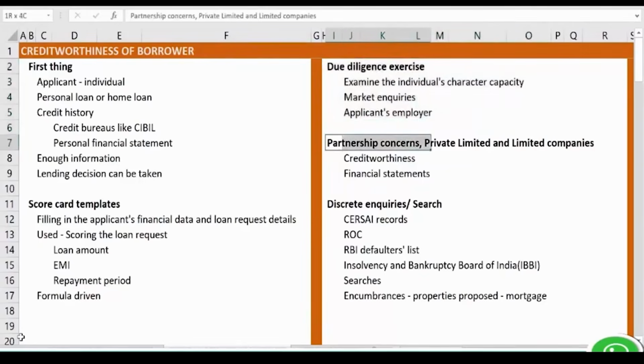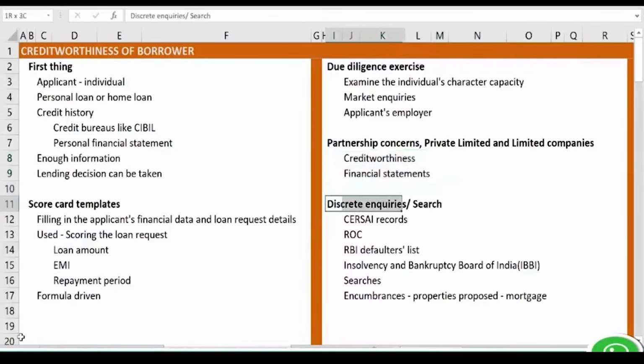In case of partnership concerns, private limited companies, limited companies and all, banks can get a view of credit worthiness of the borrower by going through the financial statements, then credit reports. Okay, even for corporates we have credit reports now. Okay, so this is with regard to partnerships and companies.